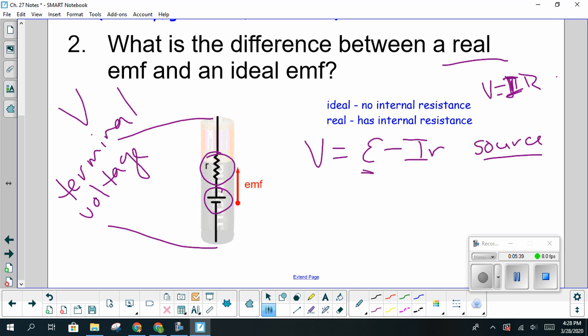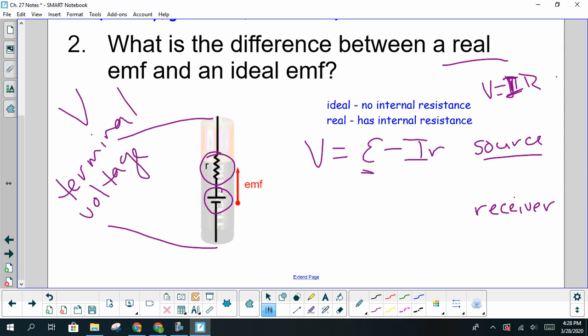Now, let's say you take your cell phone and you plug it in. Instead of using your battery as a source, you are actually using it as a receiver, meaning it is receiving energy.